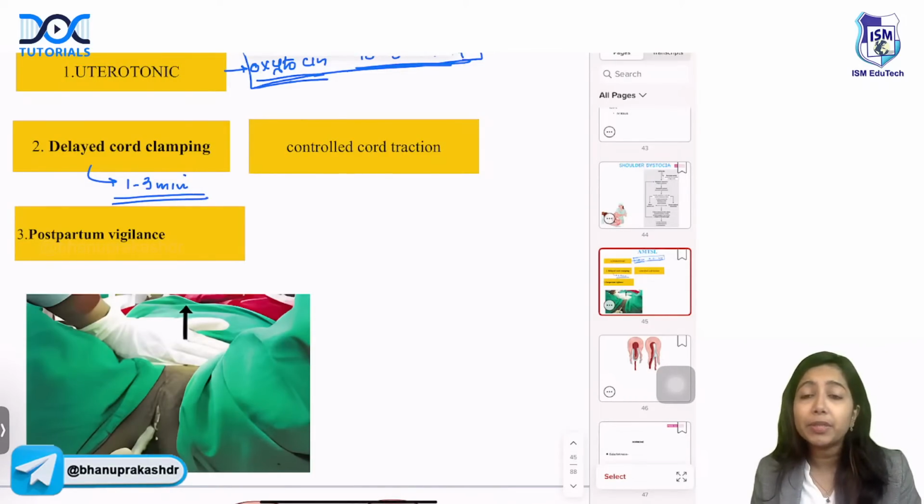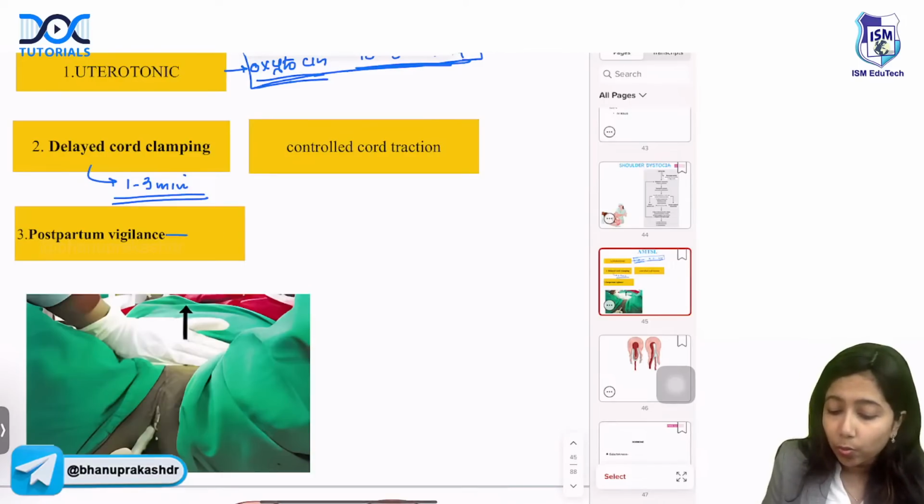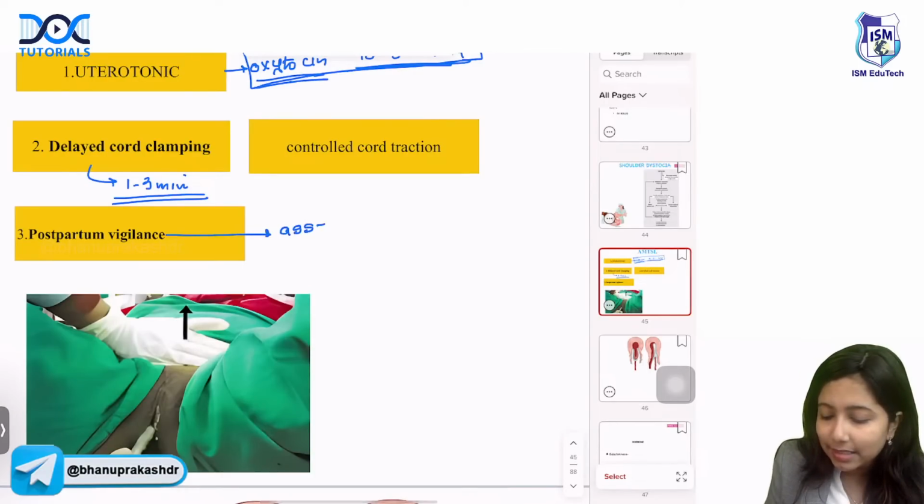Again, in the postpartum period, I am going to be very vigilant and we will check for any evidence of atonicity, any evidence of bleeding. So we will continuously assess the tone.